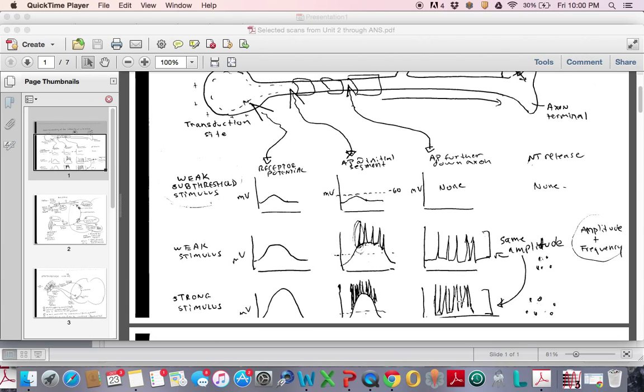And then finally, this is when we have a lot of high frequency firing of action potentials. And so the main idea is basically that a stronger stimulus will give you a higher frequency of action potentials. A weaker stimulus will give you a lower frequency of action potentials, and that's one way that we can encode intensity of the stimulus. So that's what we have there.